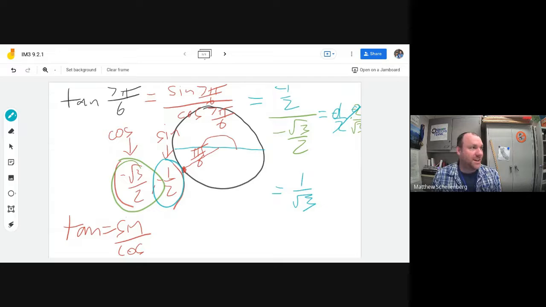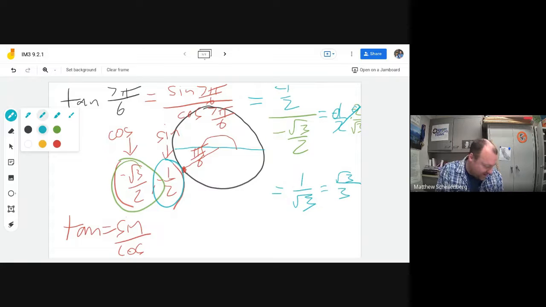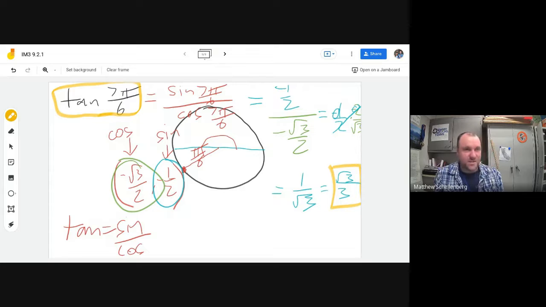Which looks great, but unfortunately, we can't leave it like that. So we multiply by square root of 3 over square root of 3, and we get square root of 3 over 3. And that is your answer for number 1. That is the tangent of 7 pi over 6. This thing right here comes out to square root of 3 over 6. Don't put this as a decimal is what I meant to say. Leave it in square root form, please. If it's given in square roots, please leave it in that form.